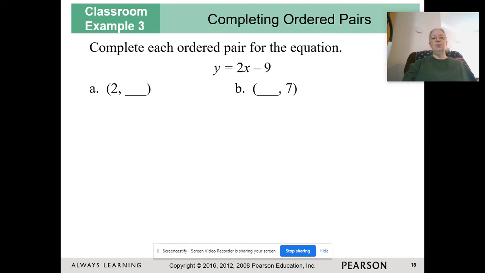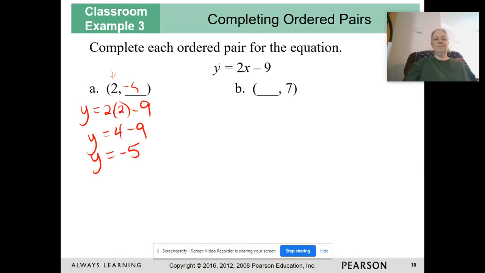Okay, so we have this equation, y is equal to 2x minus 9. And I know the x value, but I don't know the y value. So I'm going to take my x, plug it in for x, and then solve for y, meaning get the y by itself. So plug in 2 for x, minus 9, and I'm going to simplify this until I end up with y equals a single number. So multiply, I have 4 minus 9, and 4 minus 9 is negative 5.